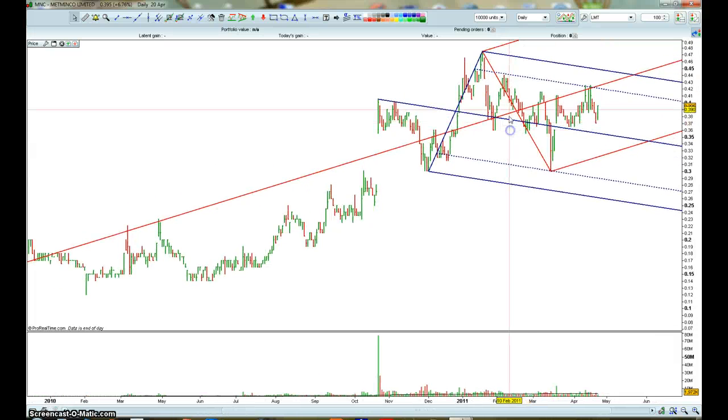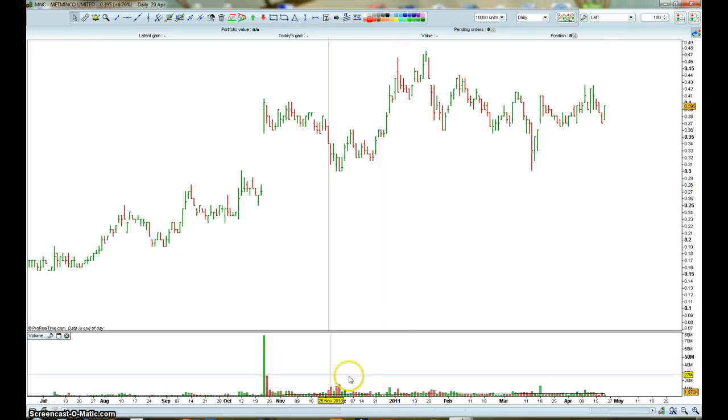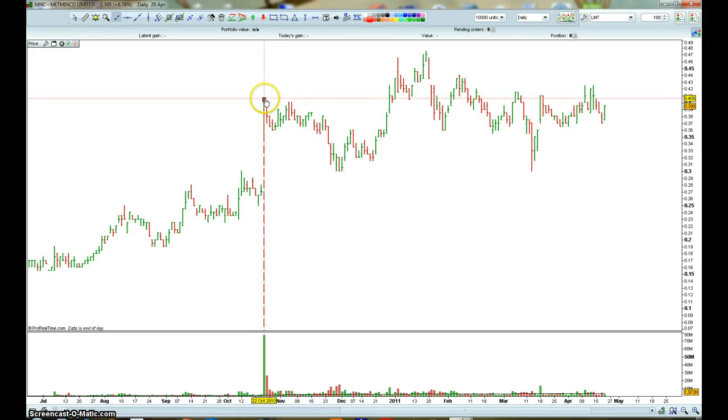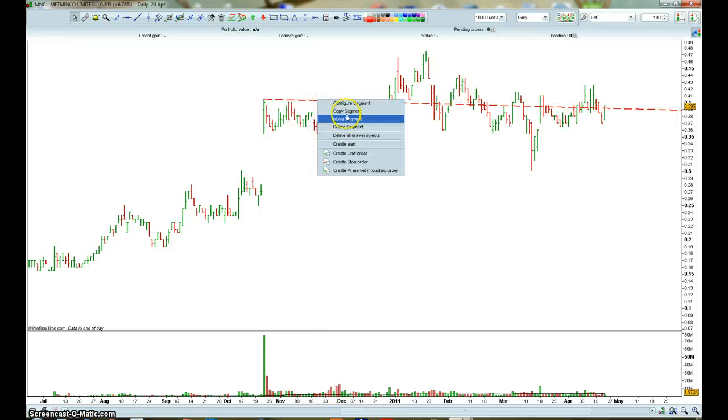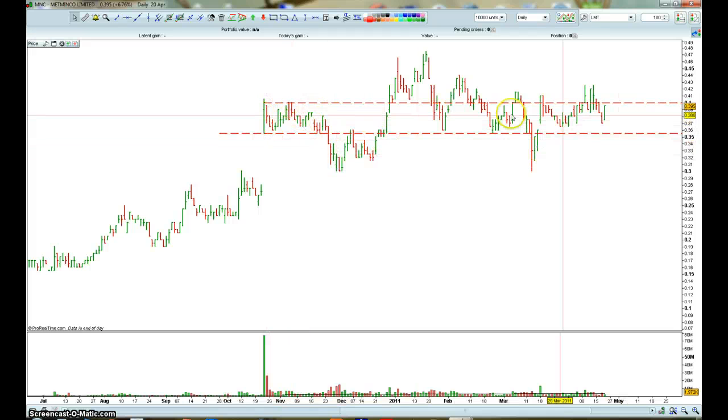The other thing I'll look at, I might get rid of those for now, is the volume. With volume spread analysis, we're looking at volume and what price did on volume. And so we have a significant volume bar here, and I've gone from the close of that bar and the bottom of that bar, and we can see how that volume bar has been dictating price for a long time now, and still is today to a degree.